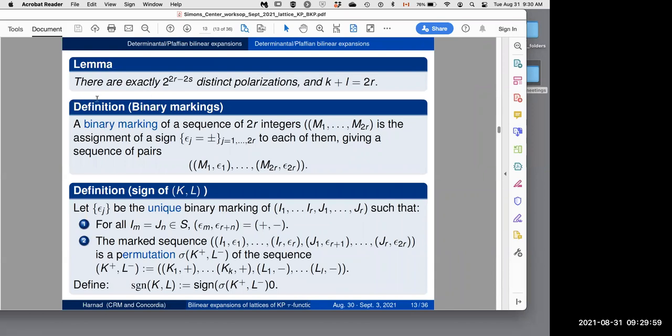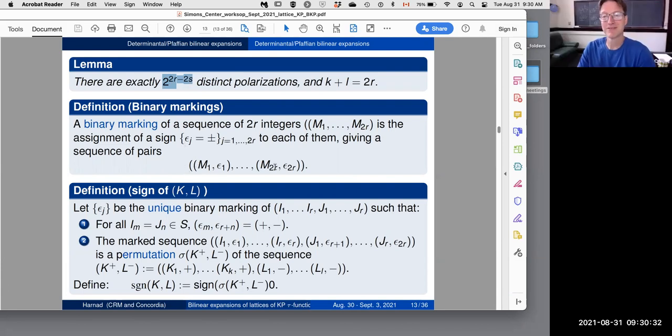Now it's an elementary combinatorial exercise to check that the number of polarizations is given by 2 to the 2r minus 2s. And now we can add a little bit of information which distinguishes in an enumerative way all of these distinct polarizations. We call this a binary marking. So a binary marking for a sequence of 2r integers, like the k and l and the i and j, is an assignment of signs, plus or minus, to each of them.